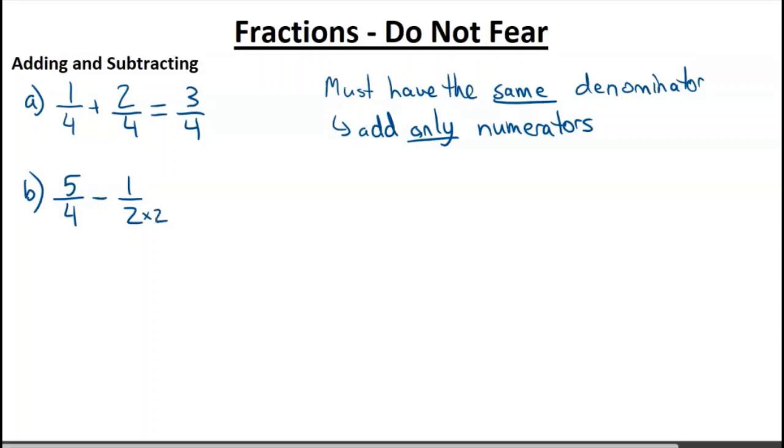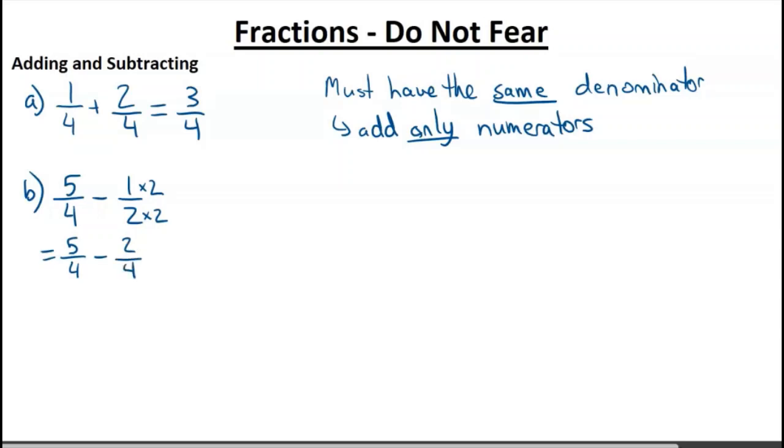And in order to keep that fraction the same, whatever I do to the bottom of a fraction, I have to do to the top of a fraction. So this gives me 5 over 4 minus 1/2 is 5 over 4 minus 2 over 4.